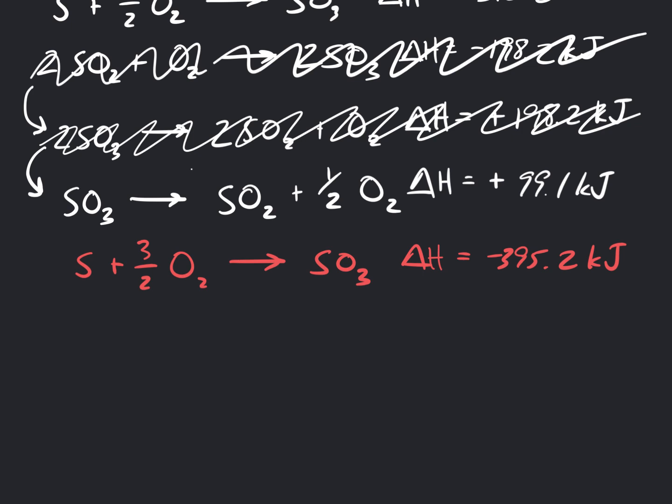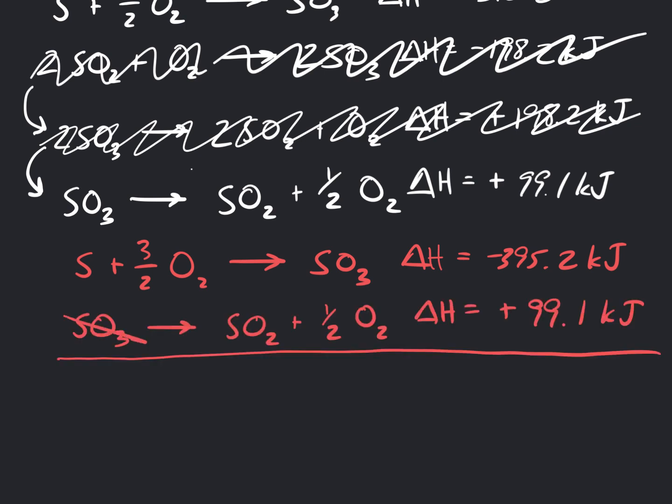Okay, so now I'm going to sum up these reactions. And rather than write everything out like I did before, let's just take a look at this together. I've got SO3 on both sides of the reaction, so I'm going to cancel those out. I've got one sulfur. I'm going to write that down here in the sum. What about the oxygens? I'm going to take 3 halves minus 1 half, and that's going to give me 2 halves, which, by the way, is 1. So I'm going to write that down as O2.